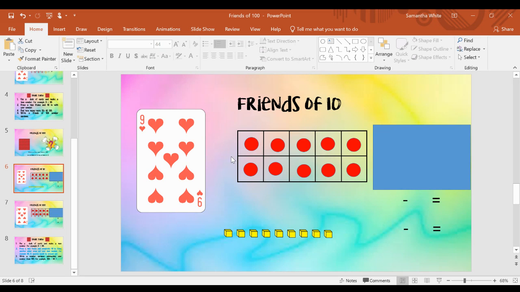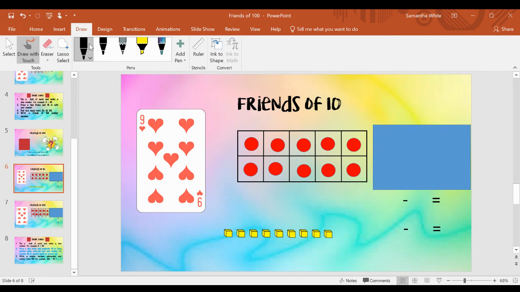So I'm going to show you looking at our friends of 10. My tens frame is completely full. I have the number 9, and what I'm going to do is take the number 9 off my tens frame. So I've got my marker and I'm going to cross out 9. Now, I could just delete them, but I want to show you what it looks like. So I've crossed out the number 9.